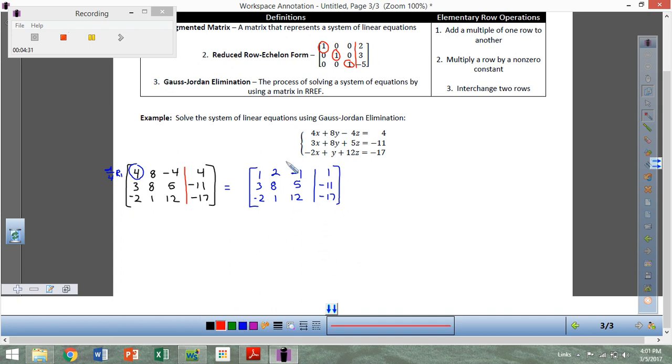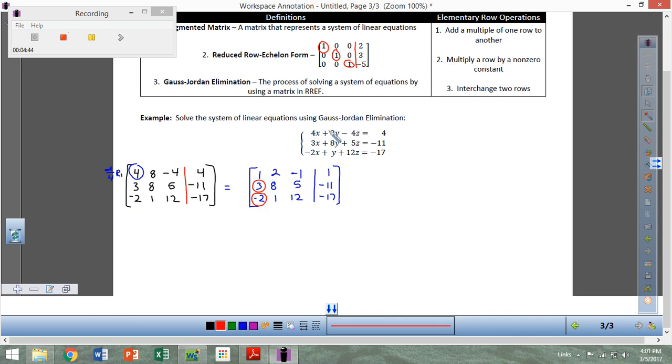The next thing is, once I have this the way I want it, I want this to be a 1, I would work down that first column, and I want both of these things to be a 0. So how can I make this become a 0, and how can I make this become a 0? And remember, I've got these three things that I can do. I can multiply by a non-zero constant, but the problem with that is there's no way I'm going to make this become a 0 by multiplying by something that is non-zero.